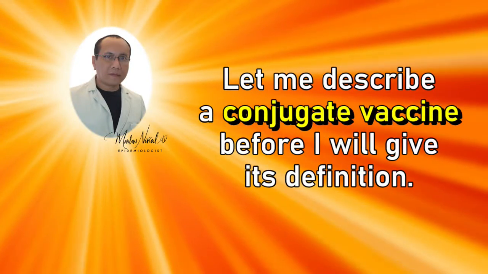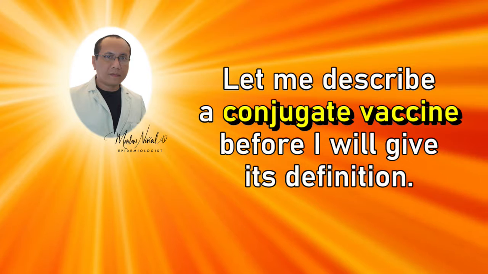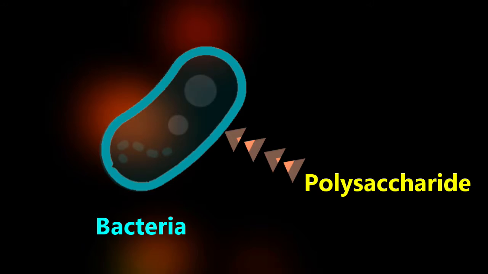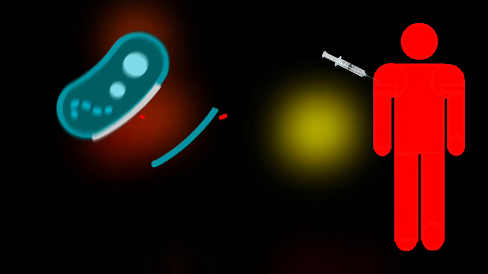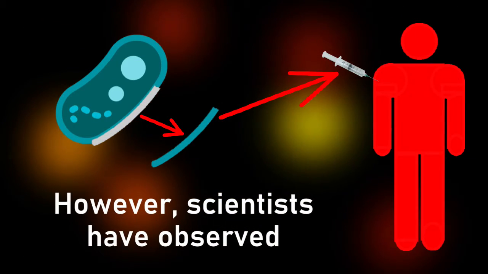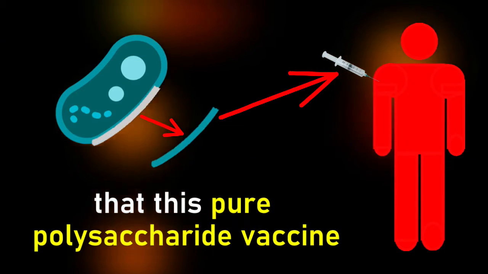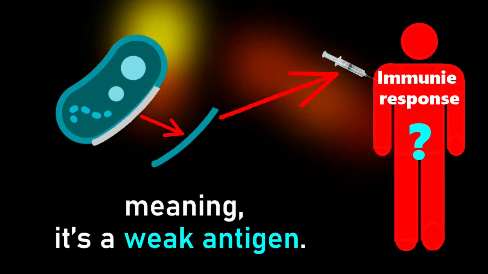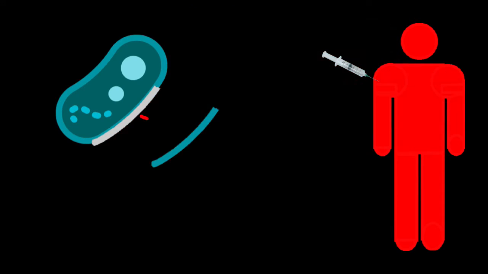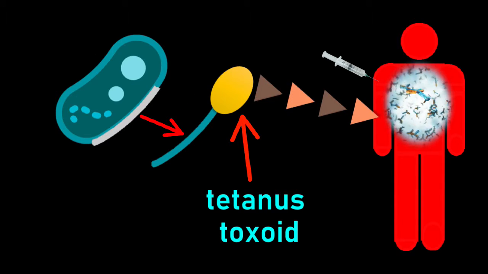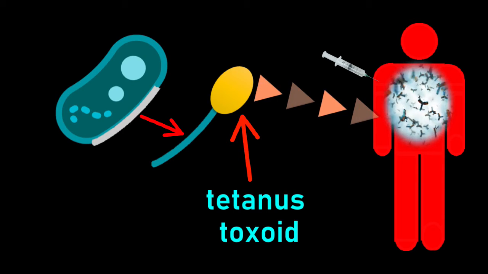Let me describe a conjugate vaccine before I give its definition. Bacteria are coated by a sugar called polysaccharide. A portion of this coating is removed and injected into humans as a form of vaccine. However, scientists have observed that this pure polysaccharide vaccine did not generate a strong immunity against the bacteria, meaning it's a weak antigen. However, when the polysaccharide was attached or connected to a tetanus toxoid, a strong antigen, it generated a strong immune response against the pathogenic bacteria.